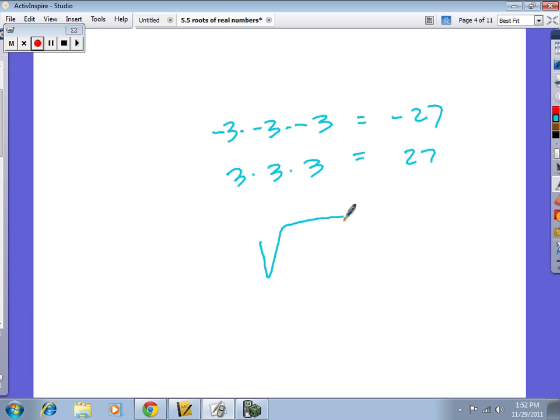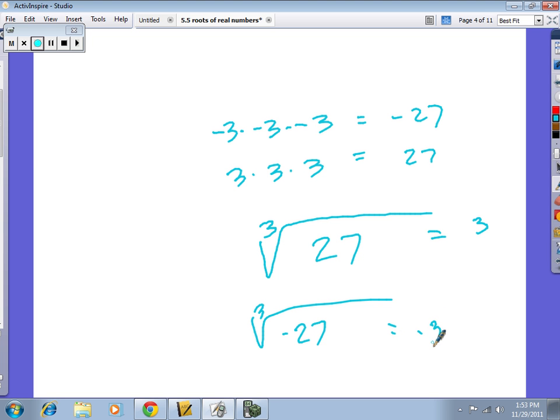So let's do the inverse. Let's do a cube root. What if I'm doing the cube root of 27? How many answers are there? How many roots? There can only be one, and it has to be, because there's no way I can do a negative times a negative times a negative and get a positive. What about this though? What's the cube root of a negative 27? Has to be a negative 3.